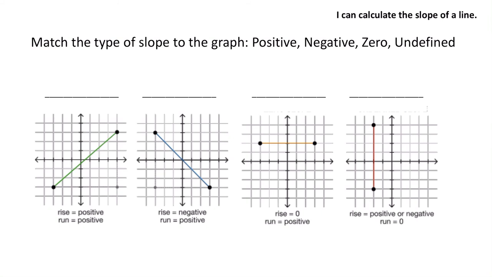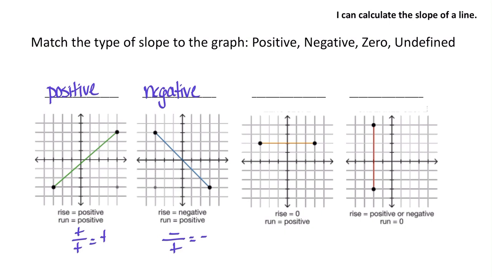Let's match the type of slope to the graph: positive, negative, 0, or undefined. In this first graph, you can see the rise is positive, the run is positive. Positive over positive is going to give me a positive number, so this has a slope that is positive. Here in this second graph, the rise is negative and the run is positive. Negative divided by a positive is going to be a negative, so this graph will have a negative slope.